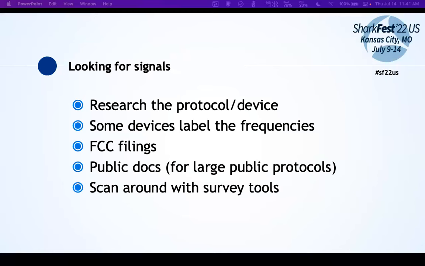So when it comes time to start looking for something you want to monitor, looking for the signals, the first step usually is to research the protocol or the device. There's tons of info on the internet already about most of the protocols out there. And if you're looking at a specific device, at least in the US, everything needs an FCC license. So it either has the frequency that it transmits on printed on the device, or it has an FCC ID that lets you look up more about it. You can also just scan around with the survey tools, hold your thing next to your antenna, and see if something happens.